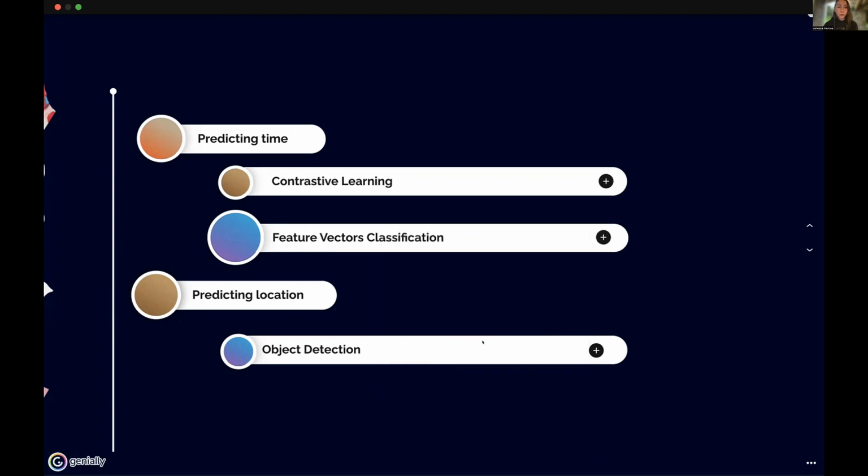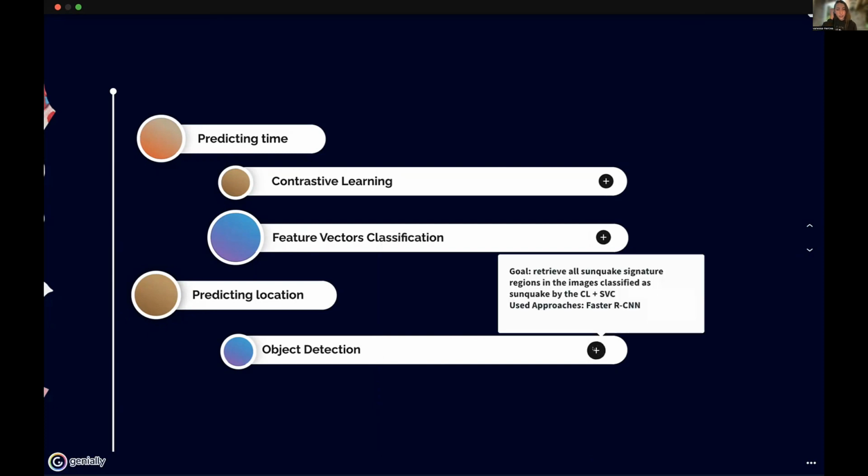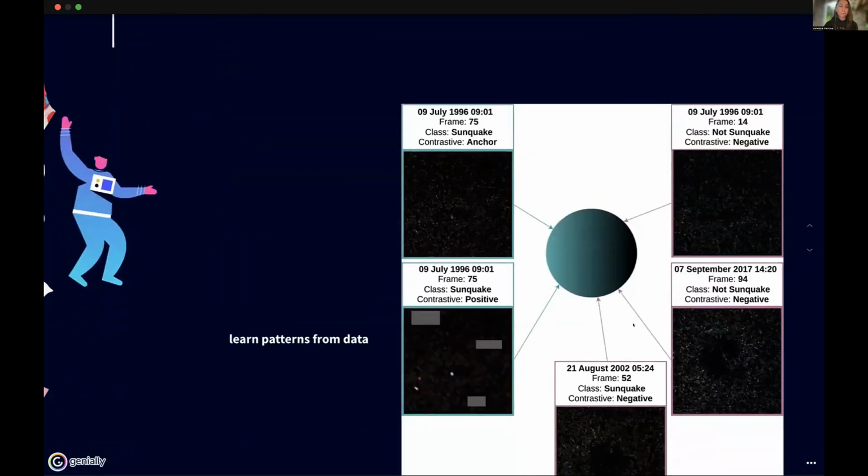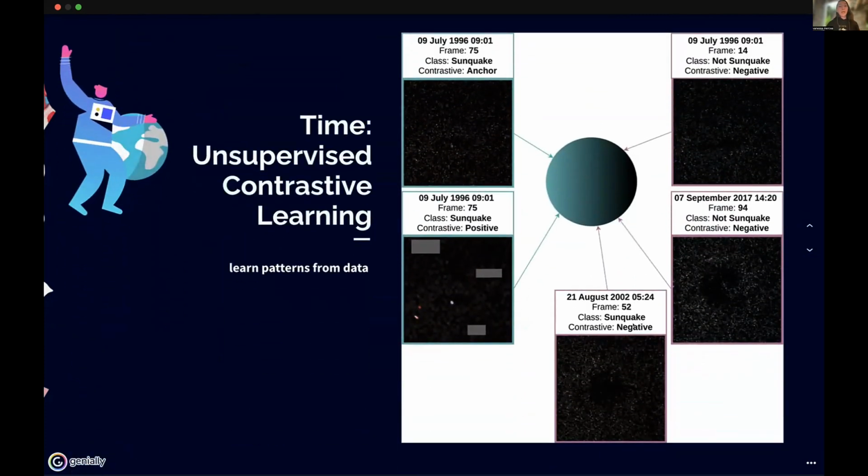And then moving on to the location, we have used object detection techniques. Specifically, we use the faster RCNN approach. So the purpose here was to retrieve all regions where a sunquake was detected, so all boxes where the signature is present. I will briefly now describe each of these three sub-steps in the pipeline, beginning with contrastive learning, which is divided into two parts: unsupervised contrastive learning and supervised.